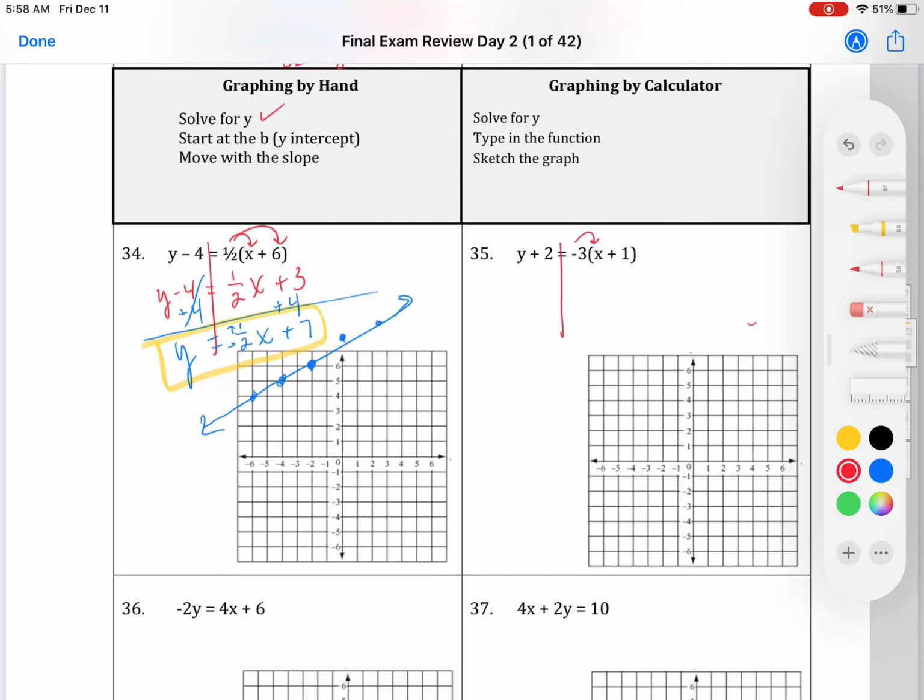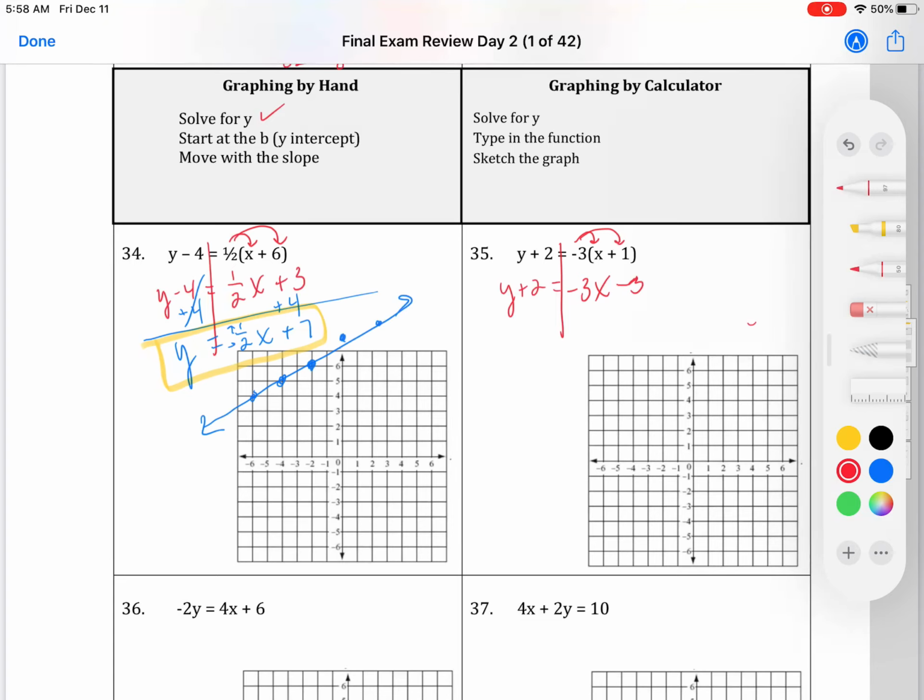Okay, when you're ready, try this one here. I'll start you off with distributing. -3 times x is -3x. -3 times 1 is -3. Bring down the left. Next step, move that 2 to the back by subtracting 2. And that's a 3. Okay, and then graph.